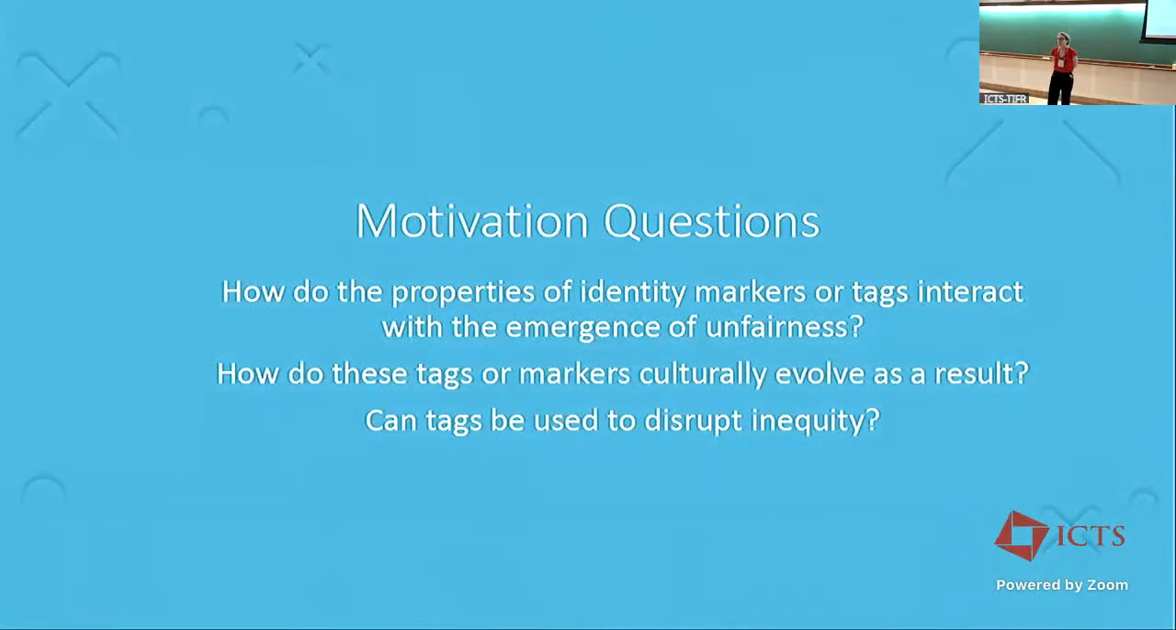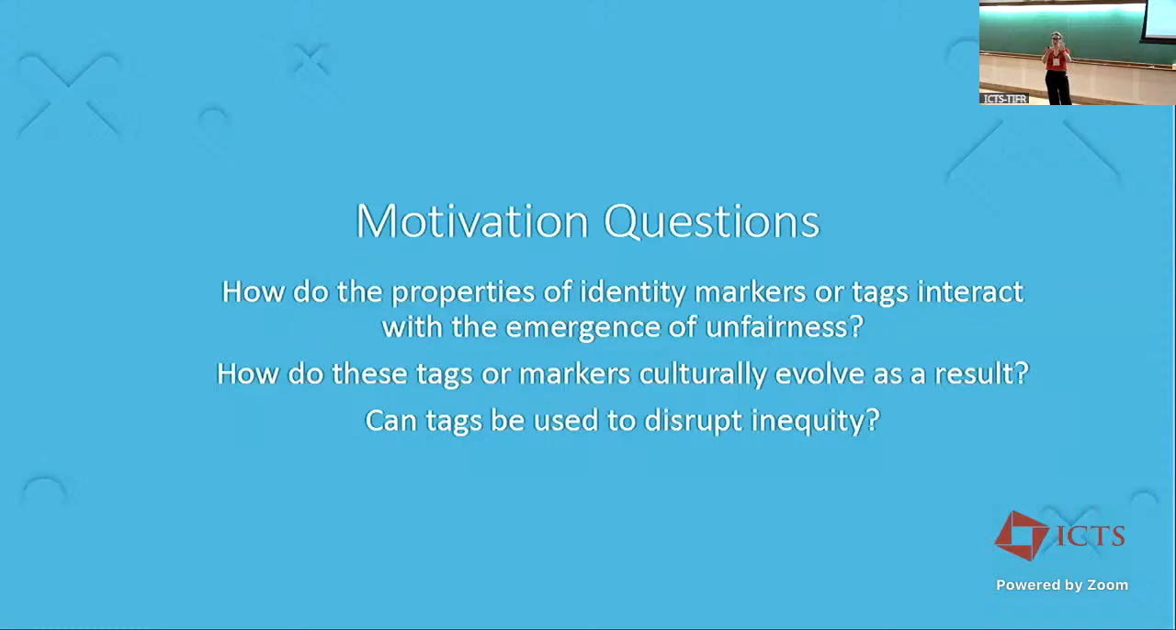Okay, so motivating questions for this work. How do the properties of identity markers or tags interact with the emergence of unfairness? I argued that these kinds of tags have to be in place to have unfair systems emerging and being stable. What happens when we start varying these tags or letting them evolve on their own? How might they culturally evolve as a result?